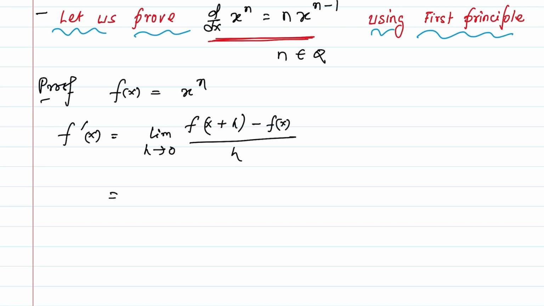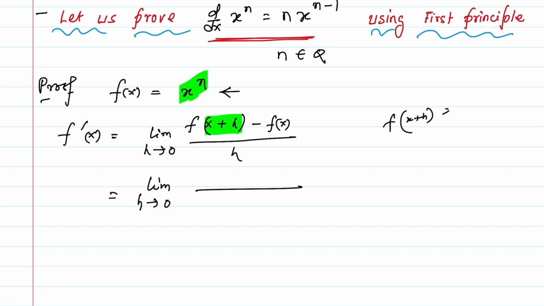So here limit h tends to 0. If f of x is equal to x to the power n, then if you replace x by x plus h, f of x plus h will be equal to x plus h whole to the power n. And f of x is simply x to the power n. So we can write it as x plus h whole to the power n minus x to the power n, divided by h.